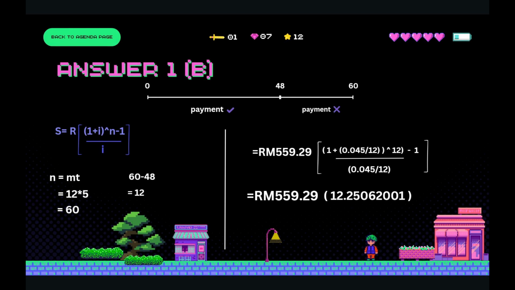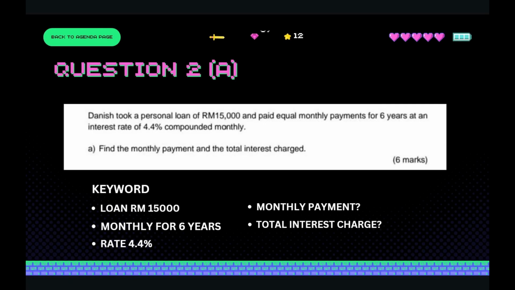But we need to solve the number in the bracket first and we will get 12.25062001. And then we need to multiply the bracket number with 559 ringgit 29 cent, and the final answer will be 6,851 ringgit 65 cents. We are moving on with question 2, question 2A.